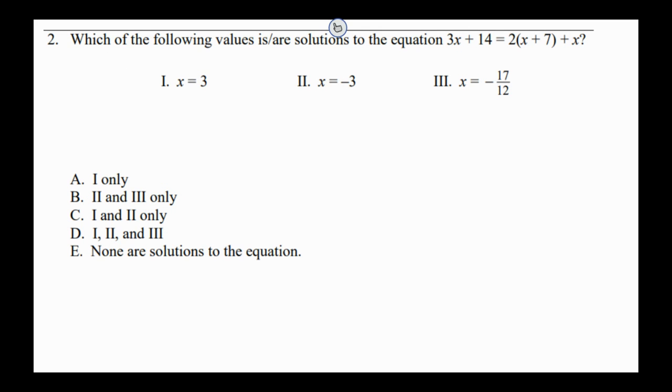Number 2, which of the following values is or are solutions to the equation 3x plus 14 equals 2 times (x plus 7) plus x? Okay, the correct answer was D again, 1, 2, and 3. Why was it 1, 2, and 3? Infinitely many solutions. At some point, you should have 3x plus 14 equals 3x plus 14. Anything equal to itself, that means you can plug in whatever you want for x and get the same thing on both sides.